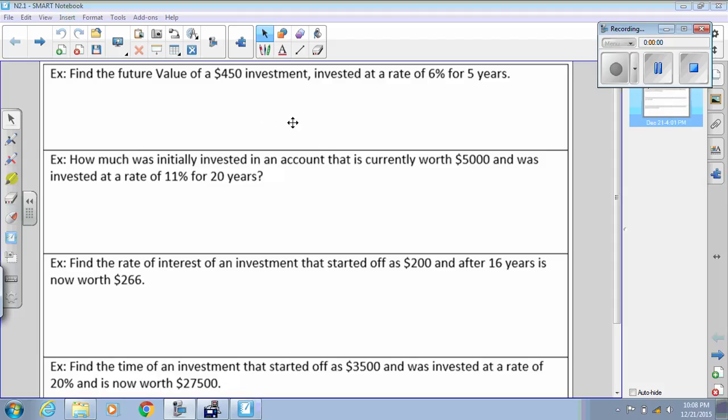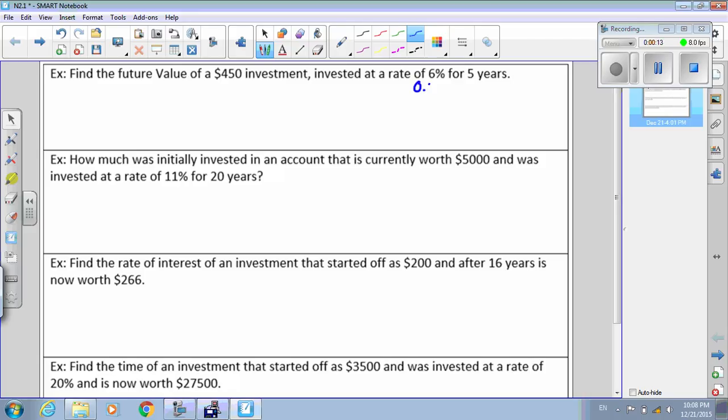Okay, so we are looking at finding the future value of a $450 investment invested at a rate of 6% for 5 years. So first off, 6% is 6/100. So how do I solve this problem? Well, I just multiply the principal by the rate, 6/100, by the number of years. That's going to give me my interest.